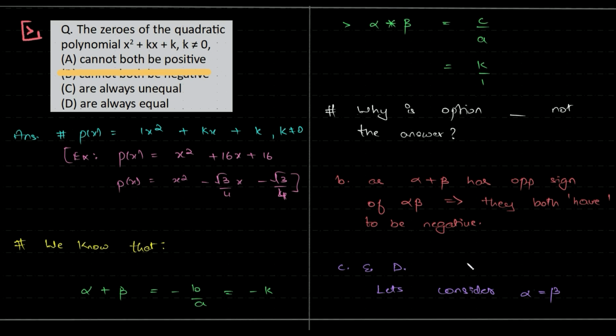It is possible. Are always equal? No, that is not true. Are always not equal? No, that's also not true. Because for a particular case, they are equal, and in the remaining cases, they are not equal. So the answer is option A.